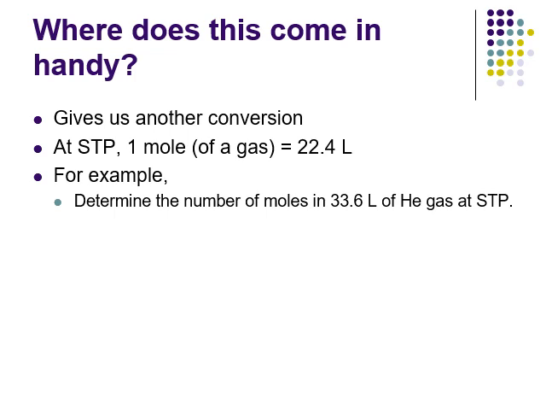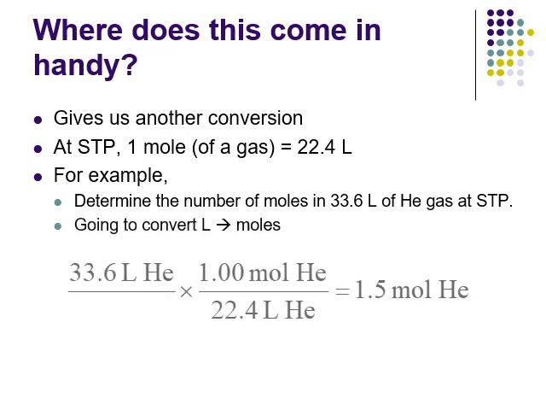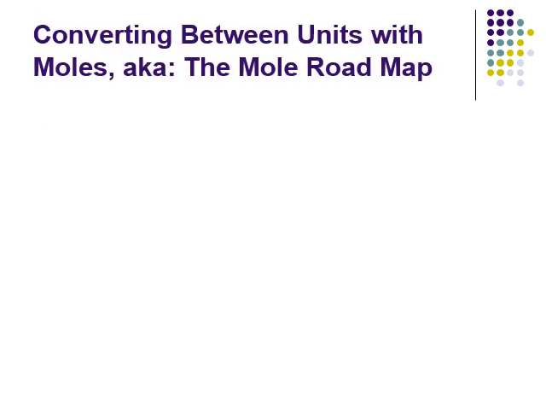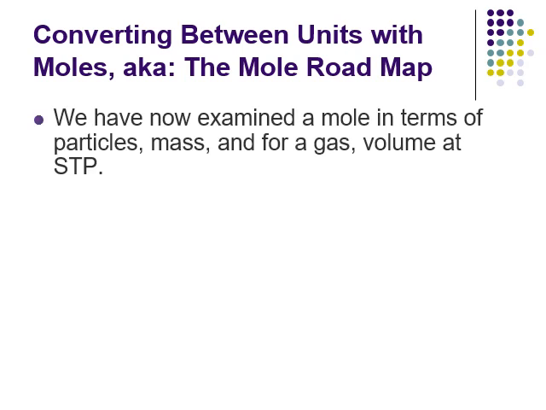So I'm going to turn that into a ratio. Now we have to ask ourselves, who's on top, who's on bottom? Well, the 33.6 liters is what I start with, so I need to cancel out the liters, so I need the 22.4 liters on the bottom so I can cross-cancel, leaving me with the unit of moles. That's the unit I want, so I multiply across the top, 33.6 times 1, divide by 22.4, which gives me 1.5 moles of helium.